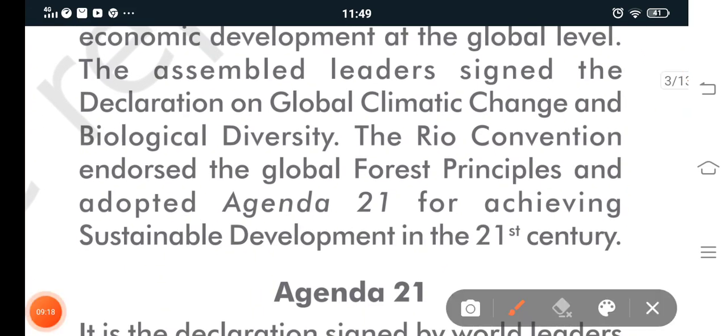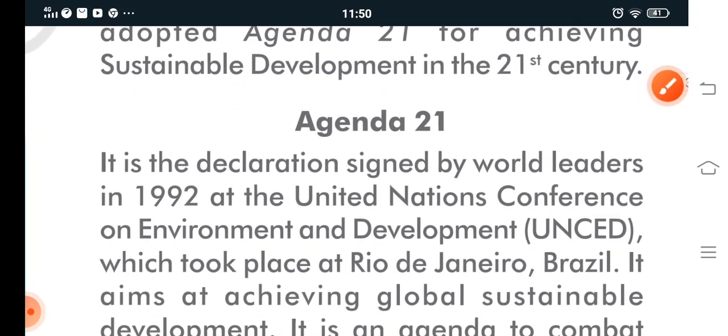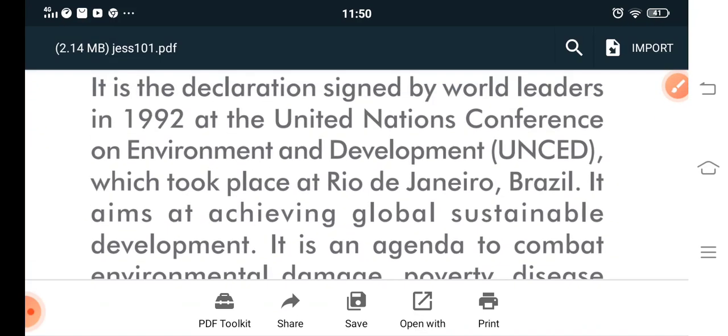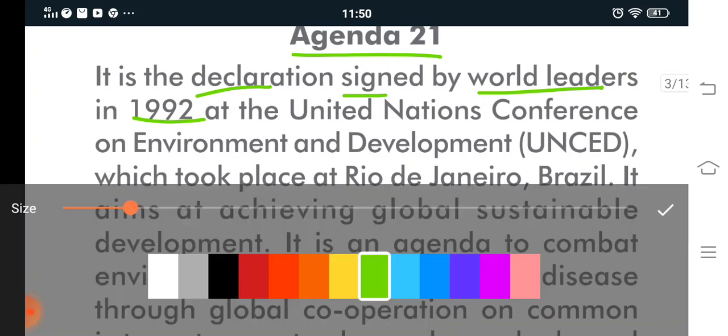Okay, and over there the leaders signed the Declaration of Global Climatic Change and Biological Diversity, and they also discussed Agenda 21. So what is this Agenda 21? Agenda 21 is the 21 issues which were discussed in that summit. So it is a declaration which was signed by the world leaders in 1992. Okay, and where was it signed?